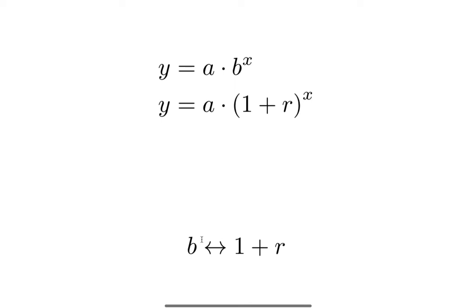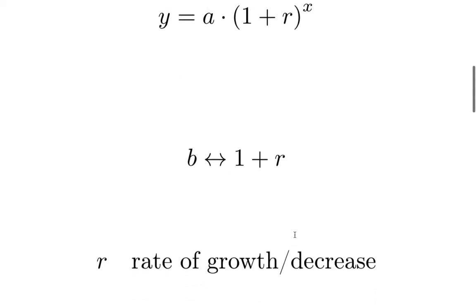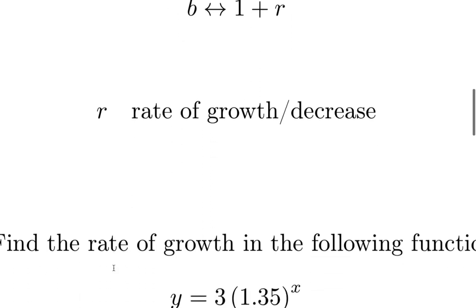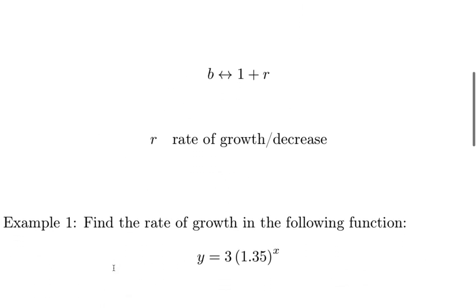I'm saying that the b is going to be equivalent to 1 plus r, where the r is just the rate of growth or decrease. R is usually going to be given as a percentage value. Okay, let's look at two easy examples.